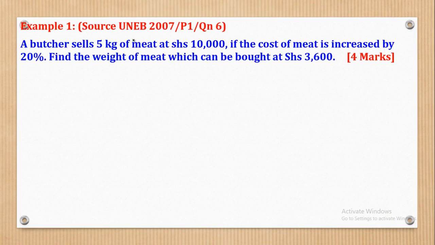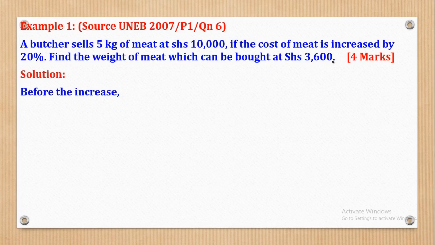Example 1 came from UNEB 2007, paper 1, question 6, and it says: a butcher sells 5 kilograms of meat at shillings 10,000. If the cost of meat is increased by 20%, find the weight of meat which can be bought at shillings 3,600.